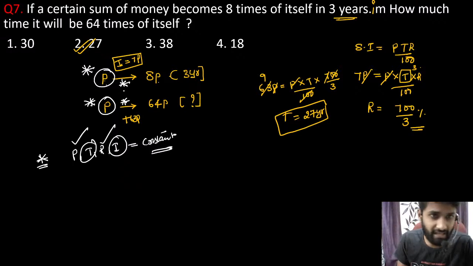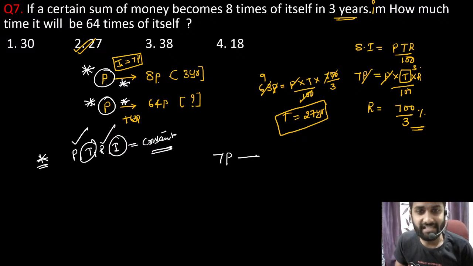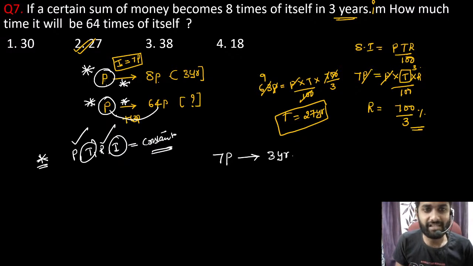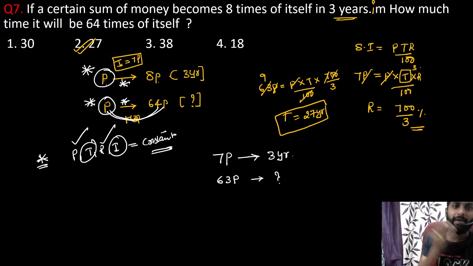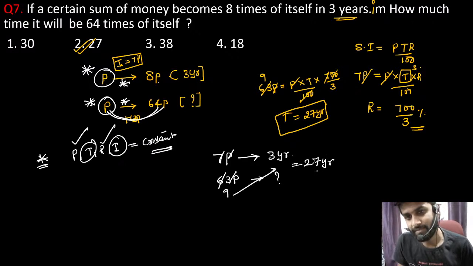Now see, guys, P becomes 8P. It earns how much interest? 7P interest, and it takes a duration of 3 years. Now P becomes 64P. If you want to earn 63P, how much time duration will it take? P becomes 8P means if you want 7P as interest, it takes 3 years. If you want 63P interest, how much time does it take? P and P cancel, 7 becomes 9 times, 9 threes are 27. This is the direct one.